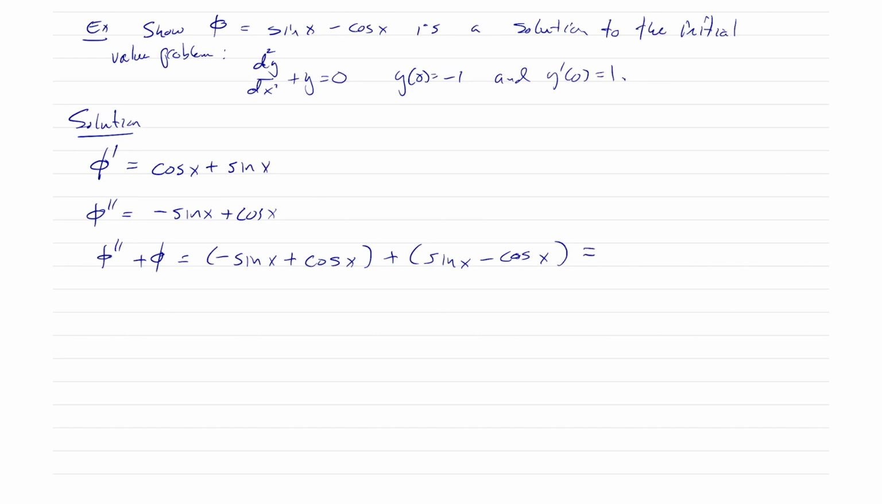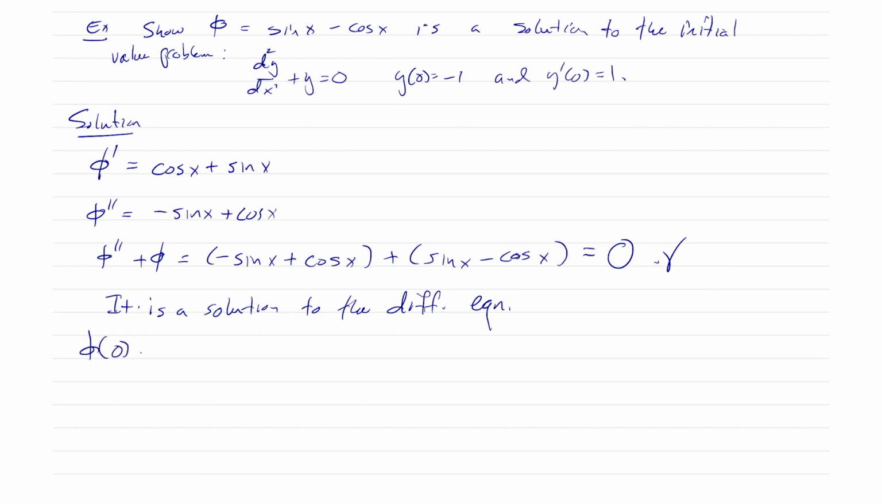And if this is 0, then it solves the differential equation. That's what we're looking for. We're trying to show that this is going to be equal to 0. Well, I have a minus sine of x, and I have a plus sine of x, and I have a cosine of x, and I have a minus cosine of x here. And so, indeed, this gives me 0. So check, it is a solution to the differential equation. But is it a solution to the initial value problem? So let's check it out.